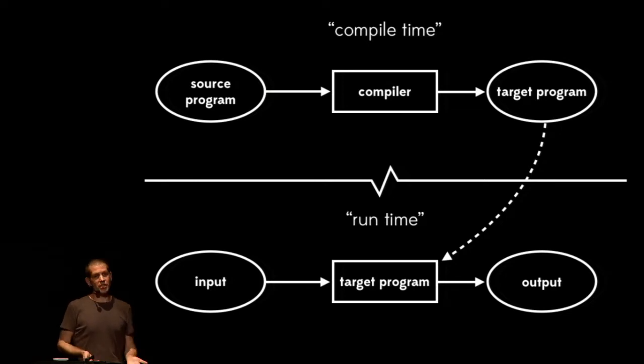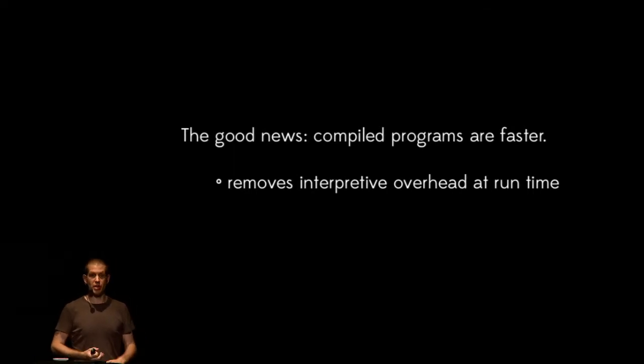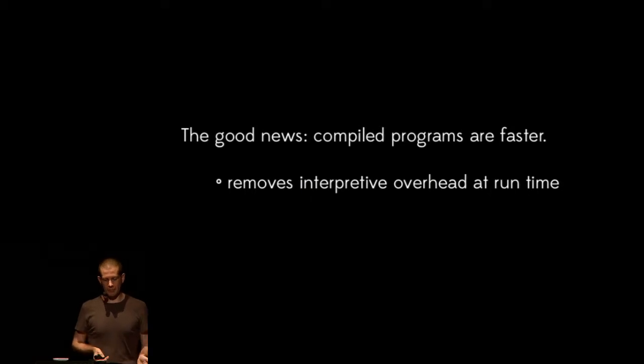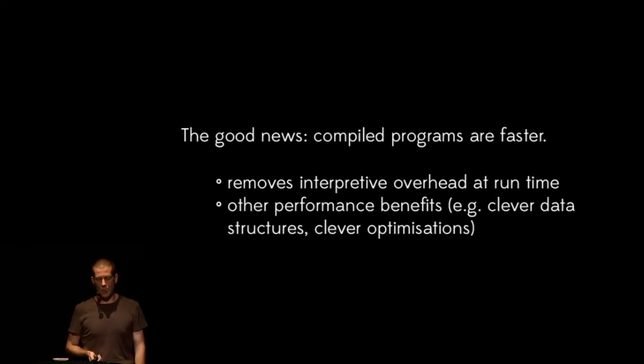Now, the reason we do this in the first place is that these compiled programs are usually faster. Having a compiled program removes what I've called the interpretive overhead. So at the time when you actually run the program, you will already have done the work of parsing the source code and walking over the abstract syntax tree and looking at all of the instructions in it. So it gets some of the work done sooner, so that when it comes time to run the program, you don't have to do that work again. And there are other performance benefits of compilers as well that I'm not going to talk about, but compilers have sophisticated optimizations and clever ways of representing data, especially based on knowledge of the underlying architecture, that allow programs to run faster than they would have done interpreted, even without the overhead of parsing and walking the syntax tree. But there's bad news as well.